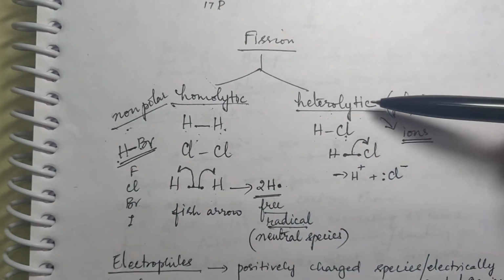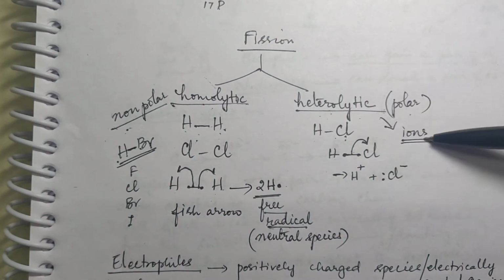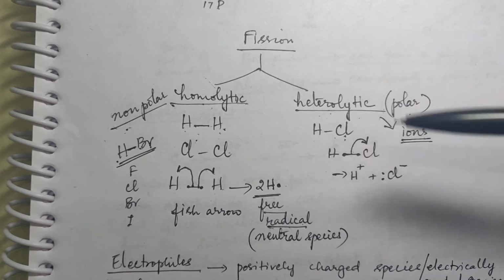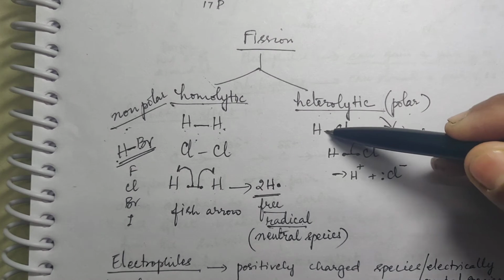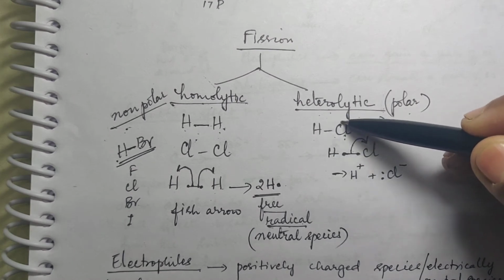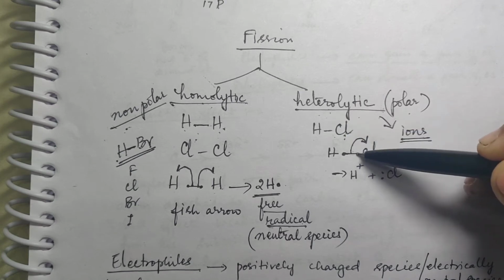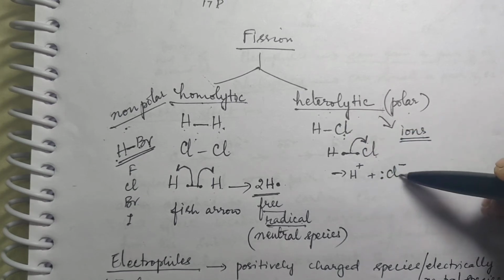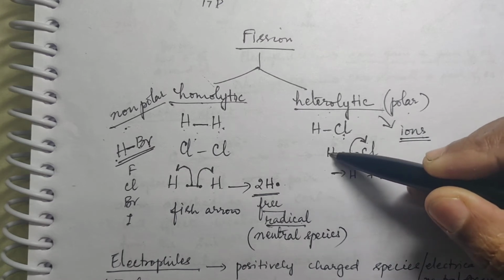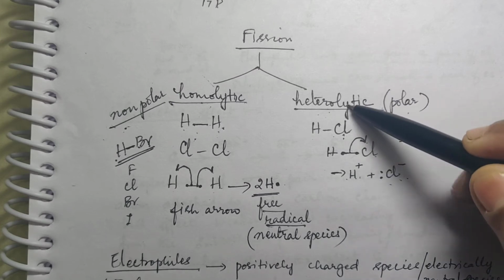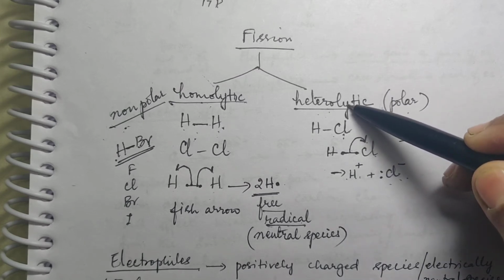Now, heterolytic fission gives rise to ions because one atom is more electronegative than the other. So, this pair of electrons which is shared between the two atoms goes towards the more electronegative atom. The two electrons will shift towards chlorine, leading to Cl minus, and this hydrogen will be left as H plus. So, two oppositely charged ions are formed, and that is the result of heterolytic fission.